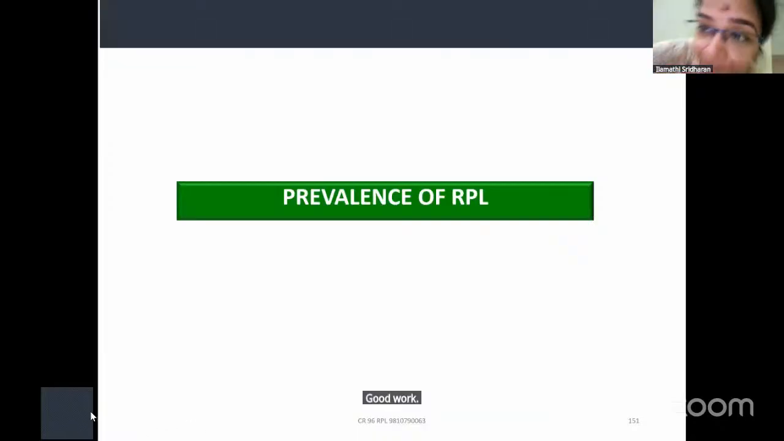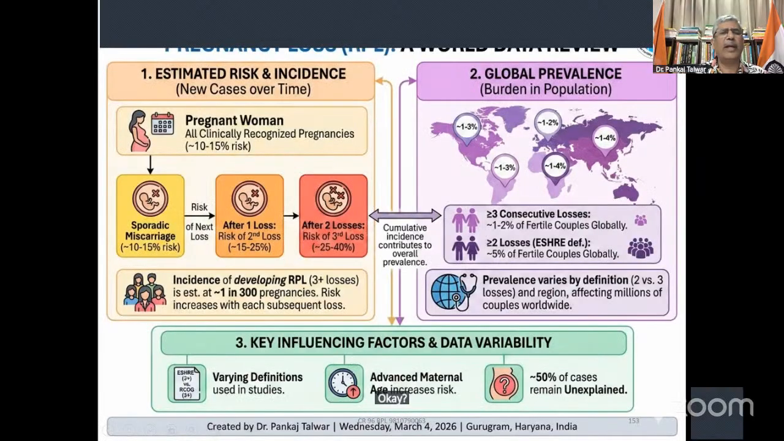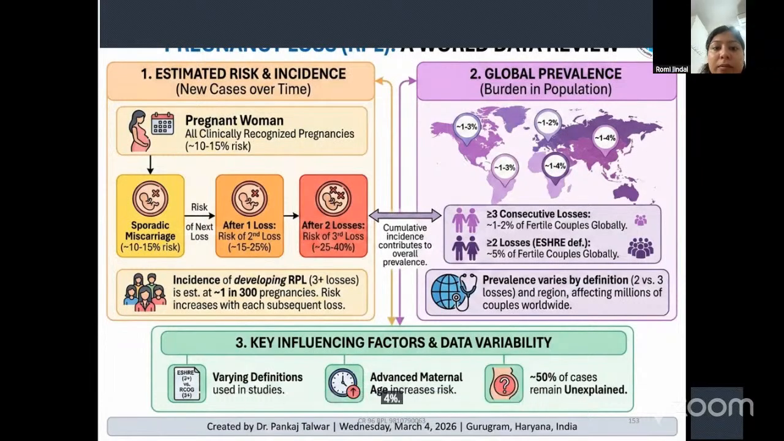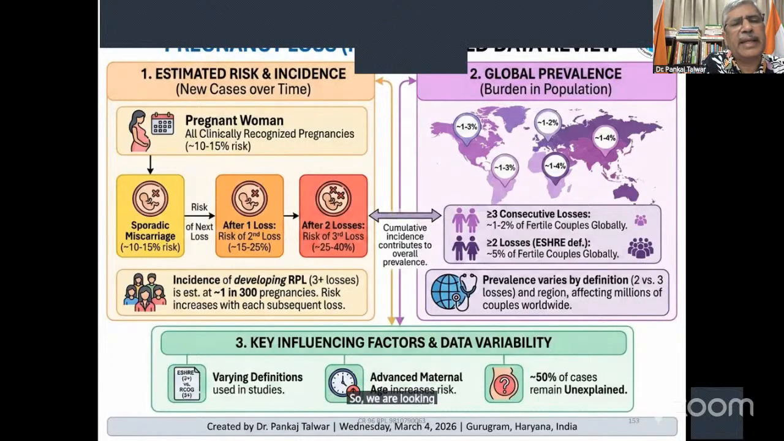1 to 2%, sir. Yes, sir. Fantastic. Look at this now, guys. 4%. This is a very nice thing that you see here. So we are looking at the pregnant woman. The risk we have is around 1 to 2%, maybe 4 to 5%. This is what they normally talk about.